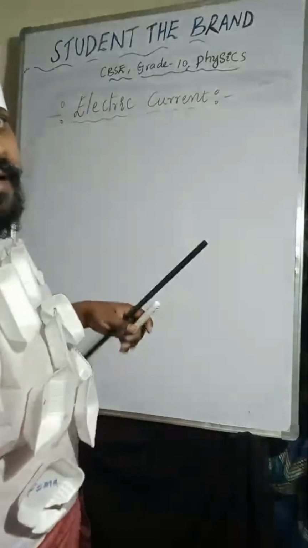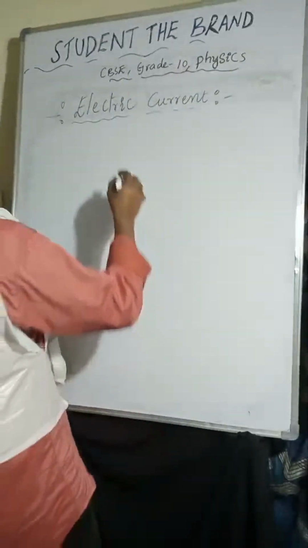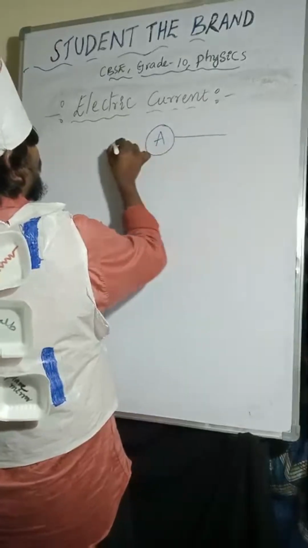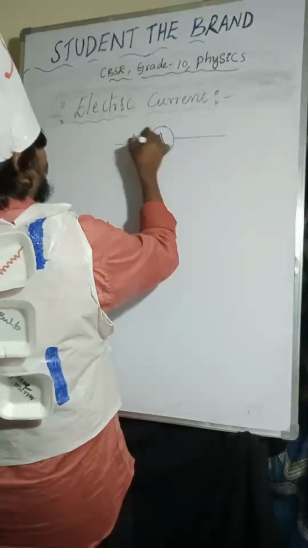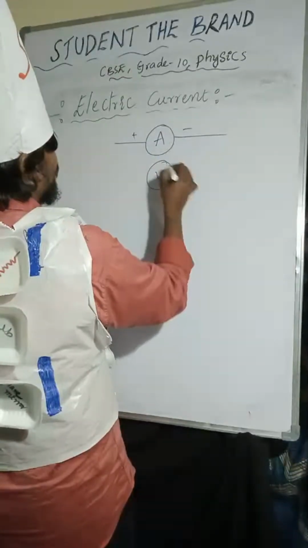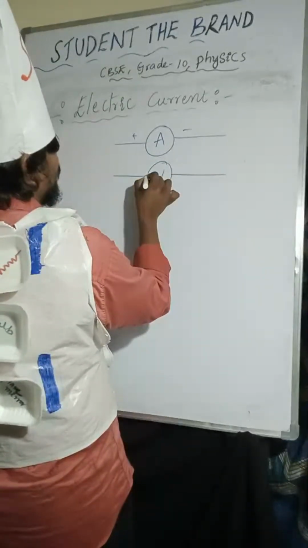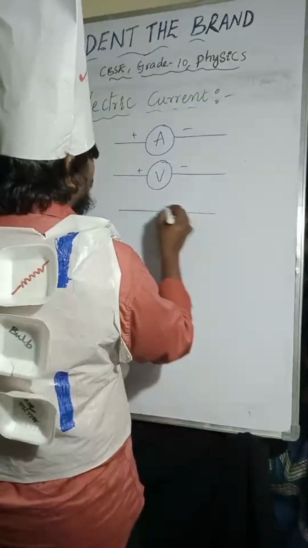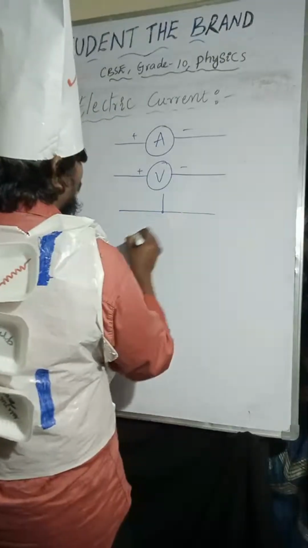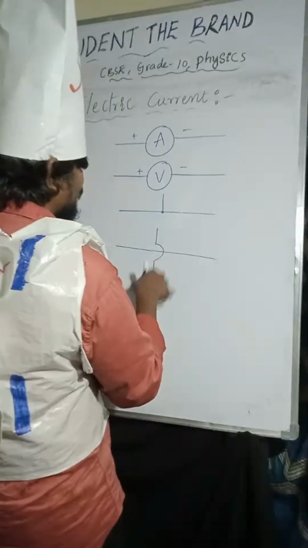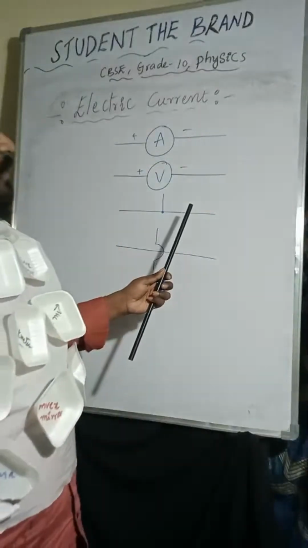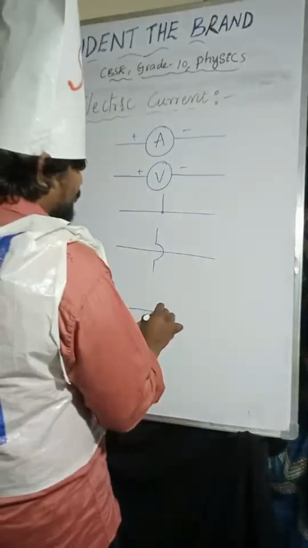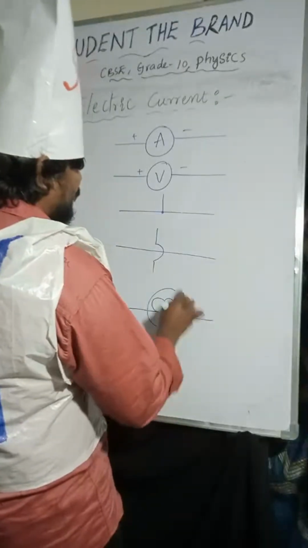The next one is the ammeter. Then the voltmeter, with positive and negative terminals. Next we take wire joining, then wire crossing. So this is a wire joining and this one is a wire crossing. Next one, bulb. This is the symbol for a bulb.